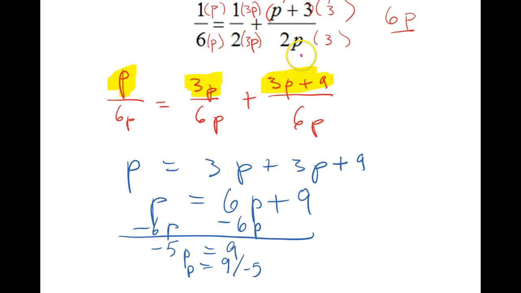The only value for p that would give me 0 would be p equals 0. So I know my answer is not 0, so I don't need to worry about that. I don't have an extraneous solution.